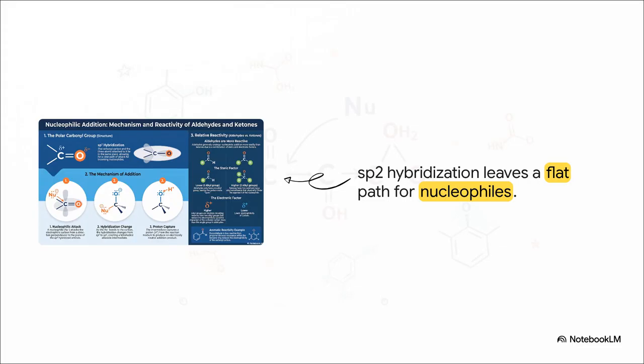Now, what's really fascinating about this setup is the physical geometry. It's not just about the electronic charge, right? It's about the physical space. The carbonyl carbon and the three atoms attached to it are sp2 hybridized. What that means in practical terms is that they all lie completely flat in exactly the same plane. Think of it like a pancake. Because it's entirely flat, there's absolutely no structural debris above or below it to get in the way. It leaves this wide open, totally unobstructed path of attack for incoming nucleophiles, those electron-rich attackers hunting for a positive target.